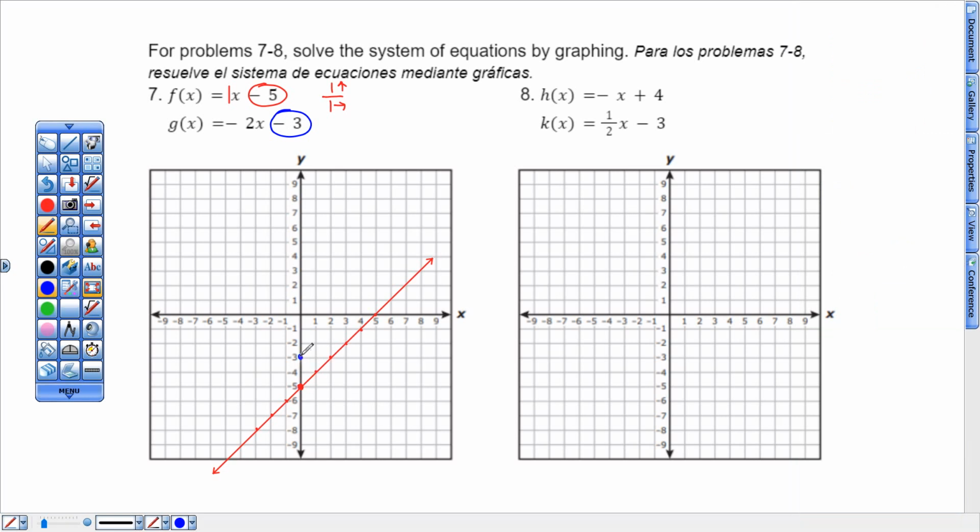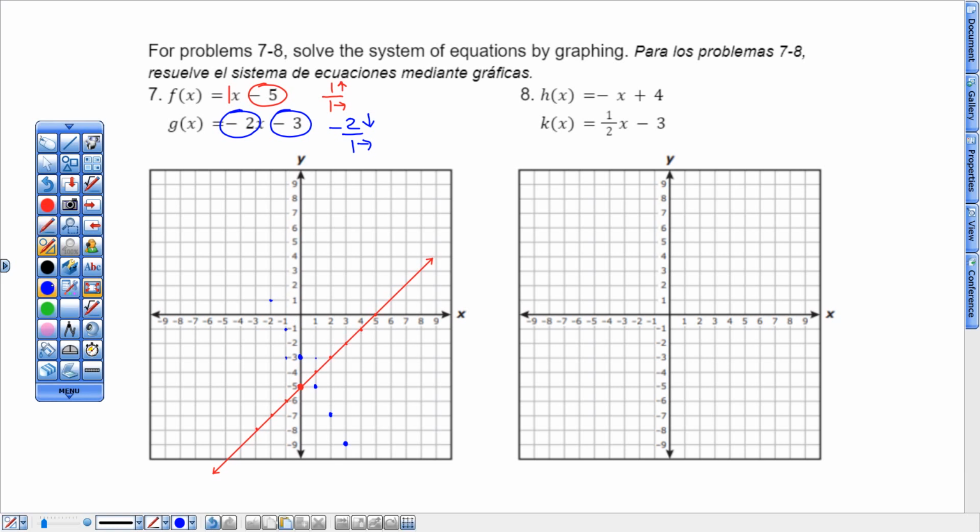And from that -3, this one's rate of change or slope being -2 tells me every time I go right 1, I'm going down 2. Right 1, down 2. That's where my next dot goes. Right 1, down 2. Be able to stair step the opposite way. Left 1, up 2. Always stair step opposite direction.